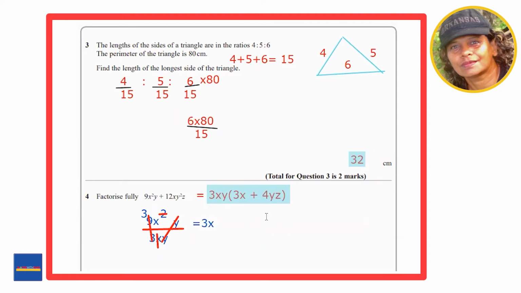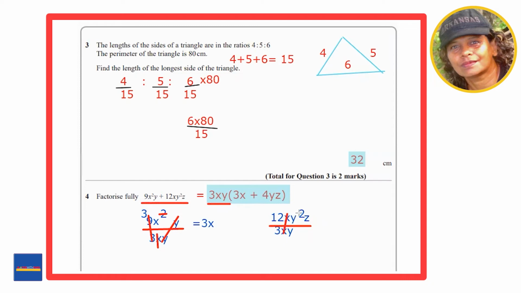Next, we're going to take the 12xy squared z, and we're going to divide that by 3xy. I find that sometimes students don't really understand what we mean by factorizing. Factorizing is simply taking whatever common letters and numbers out of the bracket, and then we divide each of these terms by whatever we have outside the bracket. So when we do that, we're going to cancel what we can. So we can cancel an x and y.